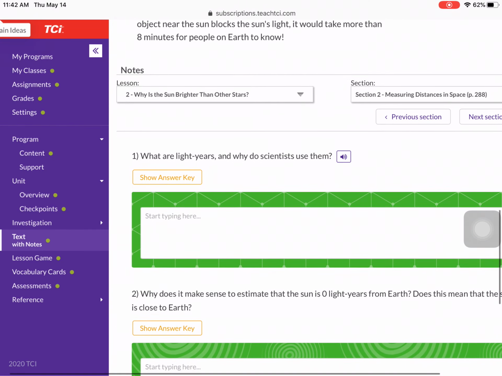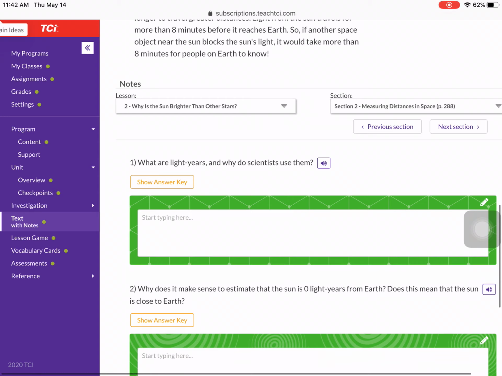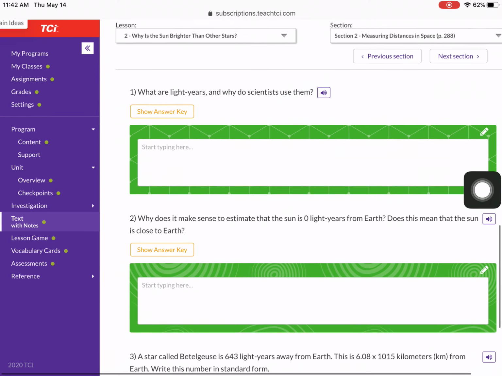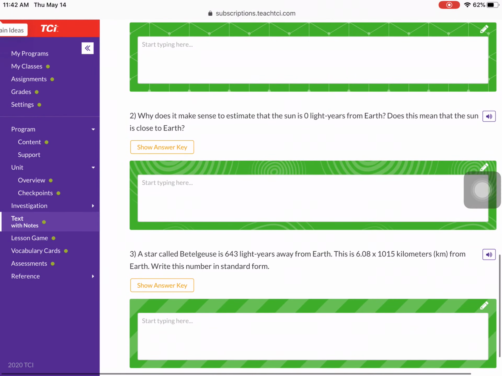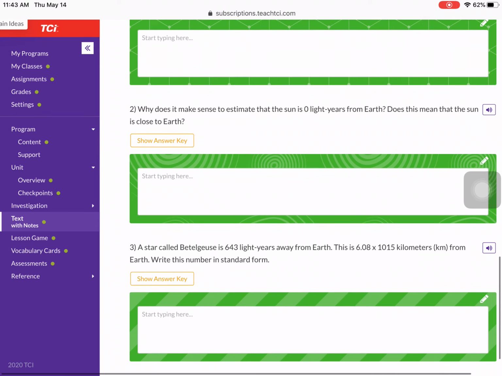And if we scroll down here, there are some more short answers for you to do. Number 1: What are light years, and why do scientists use them? Number 2: Why does it make sense to estimate that the sun is 0 light years from Earth? Does this mean that the sun is close to Earth?